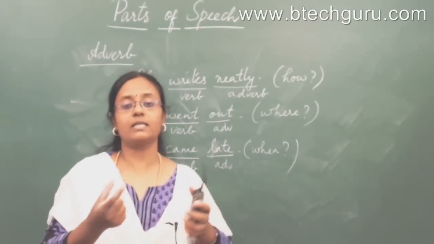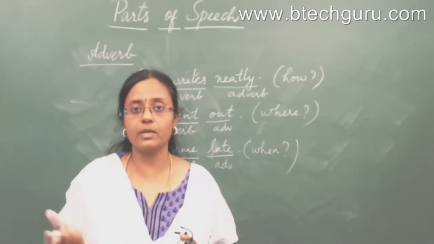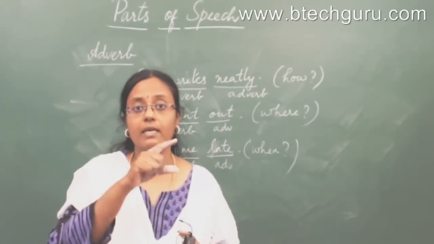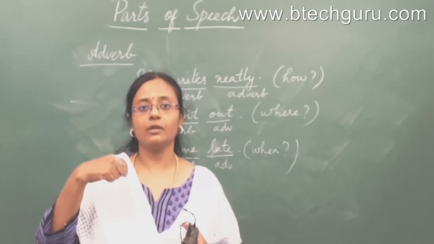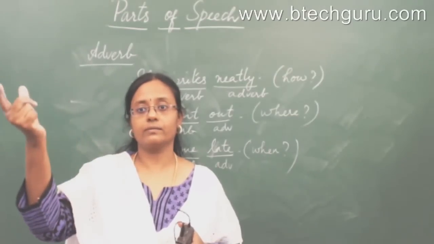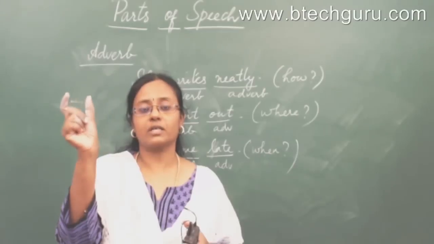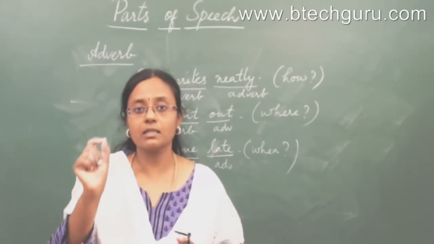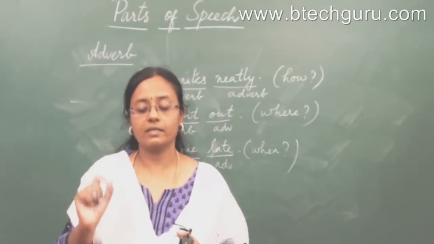Like I gave you an example, no? She spoke aloud. How did she speak? That's the only question you can ask. You cannot ask what did she speak. In that case, it is a transitive verb. She spoke the truth. Okay? She told the story. So the story, the truth, they are called objects. An object in a sentence is always an answer to the question what or whom. Right?